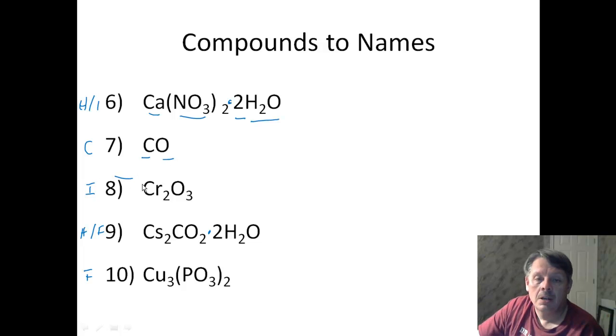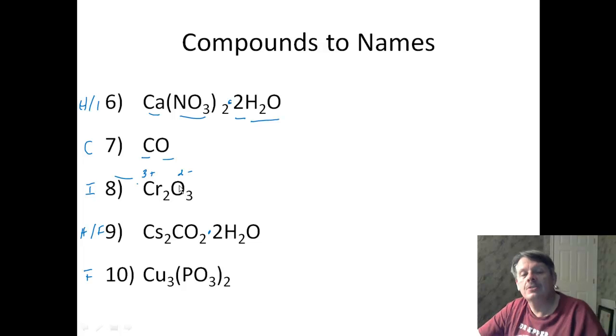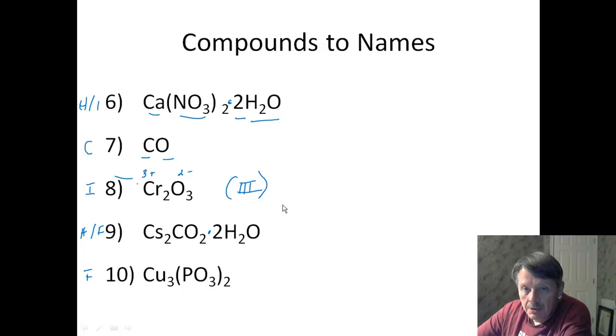All right, chromium. When I do my reverse crisscross, this is 3+, and that's 2-. Does oxygen take on a 2-? It does. So chromium is a 3+. So this is chromium 3, and the 3 has to be there. Chromium 3 oxide. How about your next one? Well, your first thing is cesium, and CO2 is carbonite. So this is cesium carbonite dihydrate.